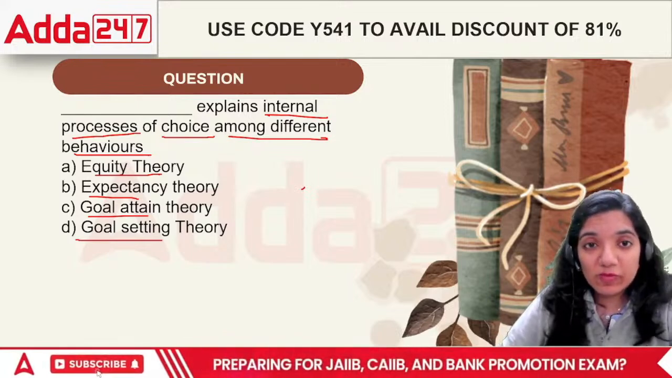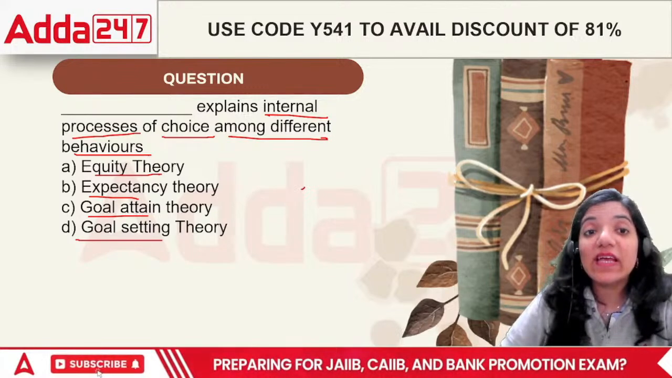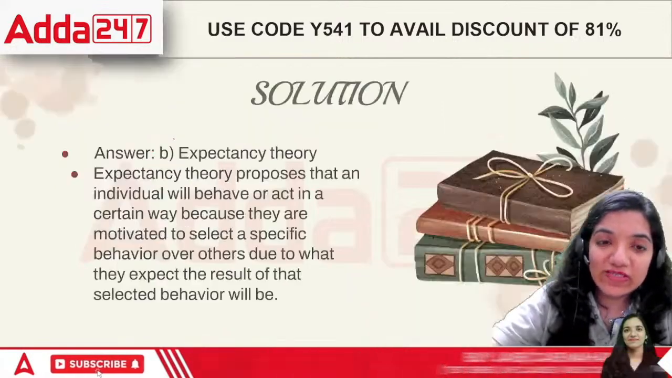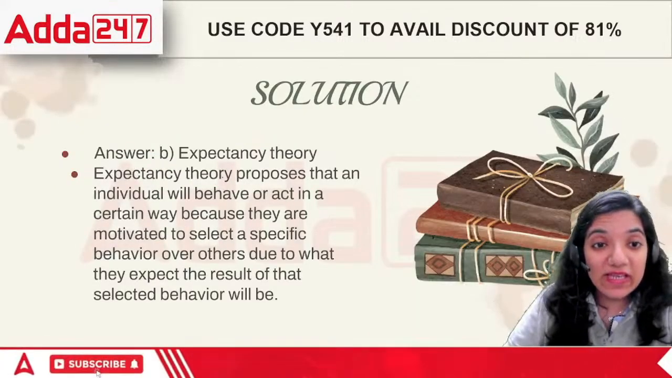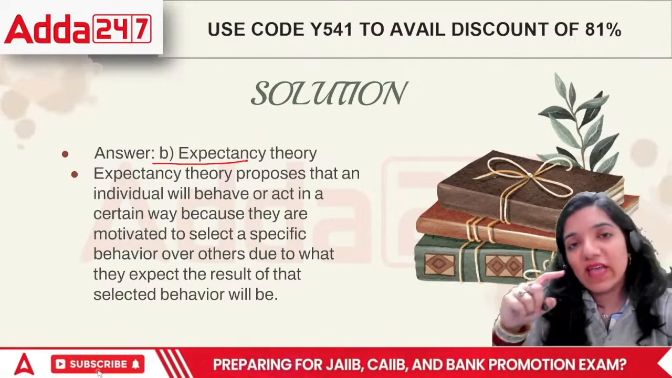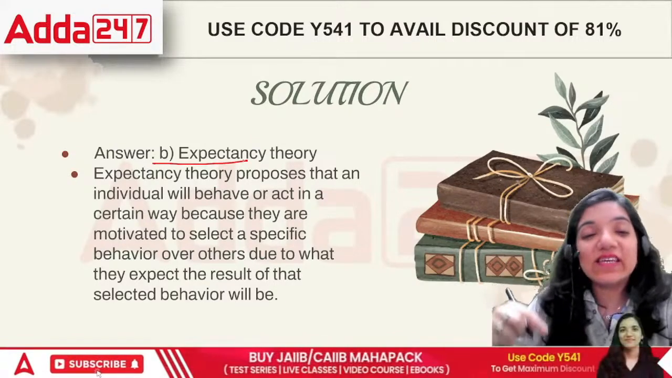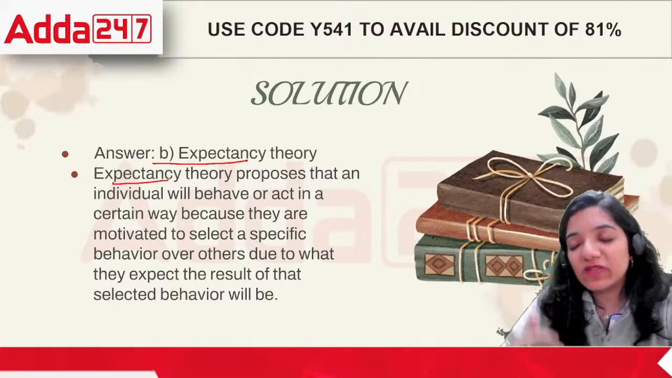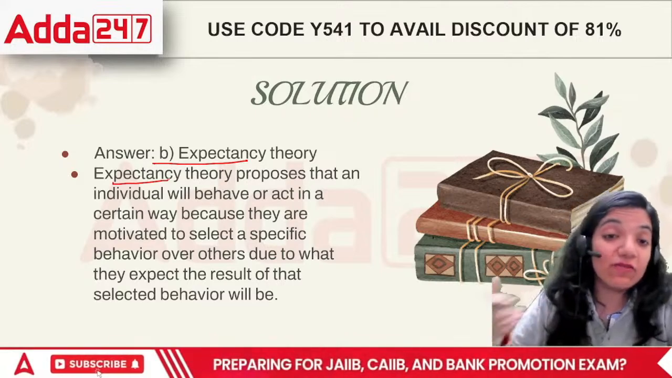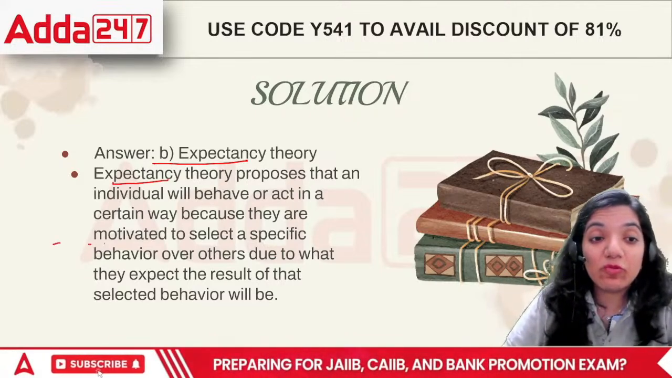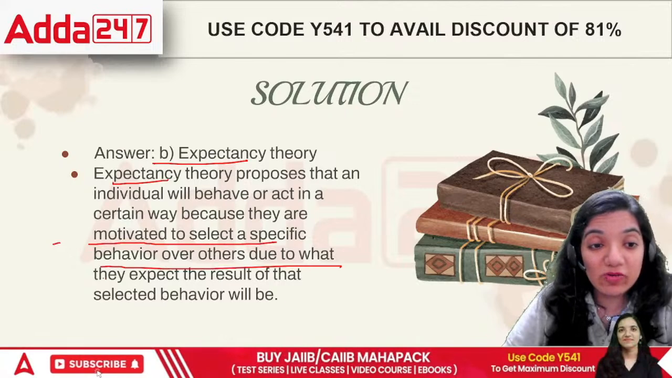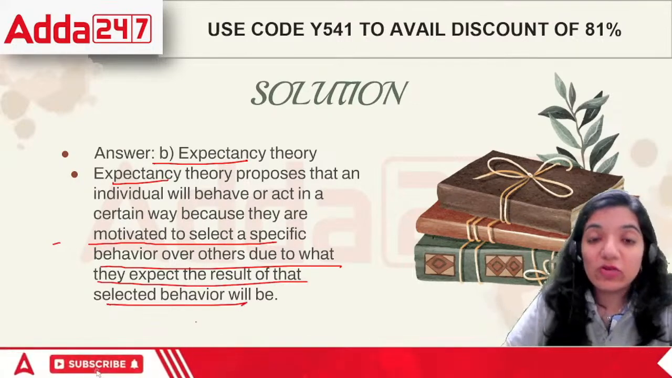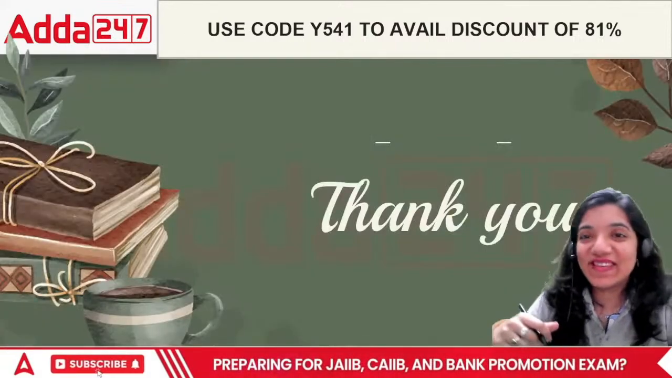So when we talk about this particular topic, it says Dash explains internal process of choice. If I talk about the internal process of choice, it is the expectancy theory. That is expectancy, instrumentality, and valence, right? So this particular theory, if that particular person feels that he's in the right direction and is getting rewards, only then he will be motivated towards that particular scenario. Otherwise, he would not want to continue towards that particular scenario, right?